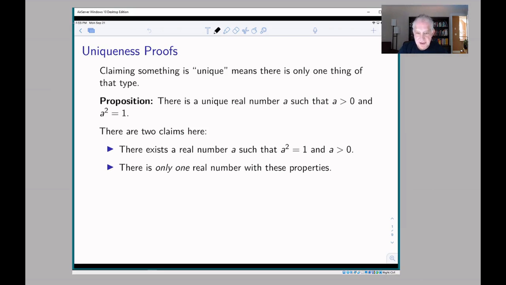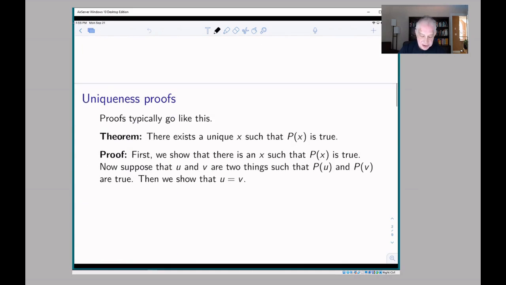And here's a very straightforward example. The proposition is there is a unique real number a such that a is bigger than 0 and a squared equals 1. The thing to understand about this proposition is it's making two claims. First, that there exists a real number a so that a squared equals 1 and a is bigger than 0. So that's an existence claim. It's just saying there is an a whose square is 1 and which is positive. But the other thing that we're saying is that there's only one real number with these properties. And that's a stronger assertion.